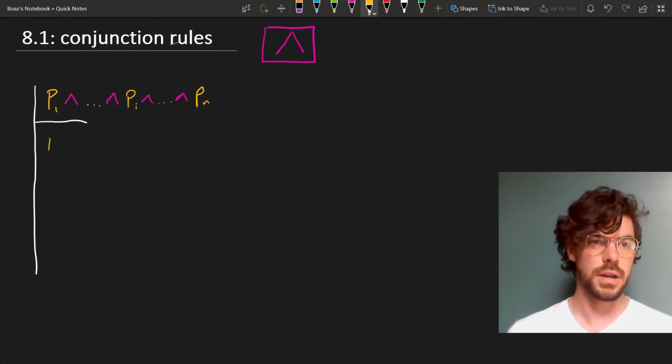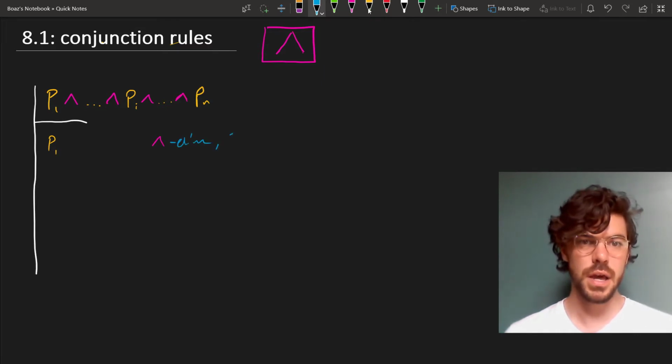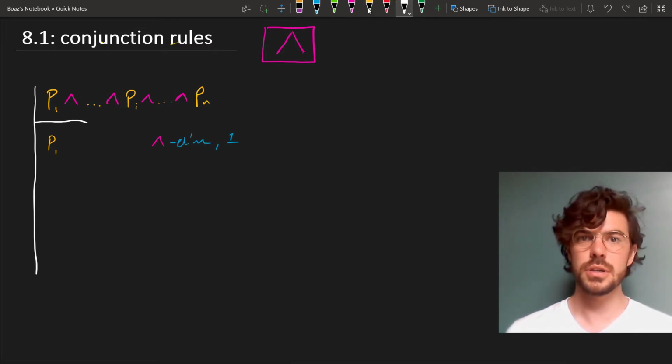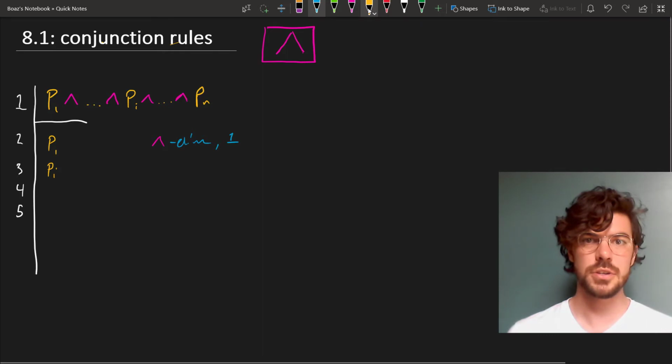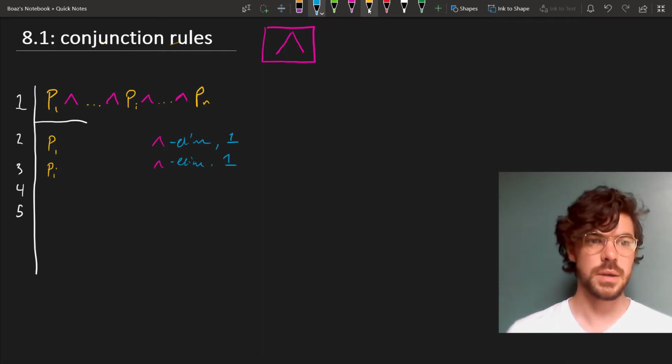Say we want P1. We're allowed to do that by a rule called conjunction elimination. And here we would just appeal to the line which we took this conjunct from. I'll number our lines here. Likewise, we're entitled to take out of this Pi by an application of the same rule. And we can do the same with Pn.